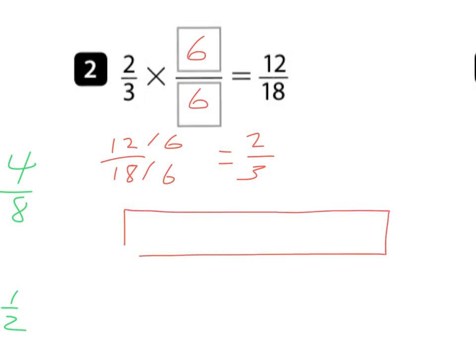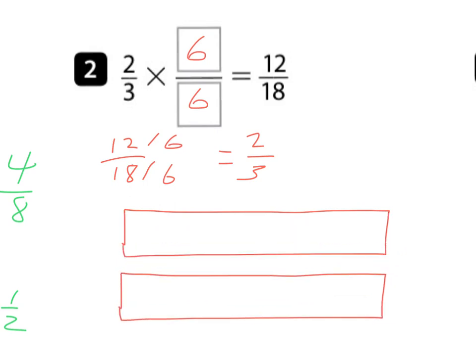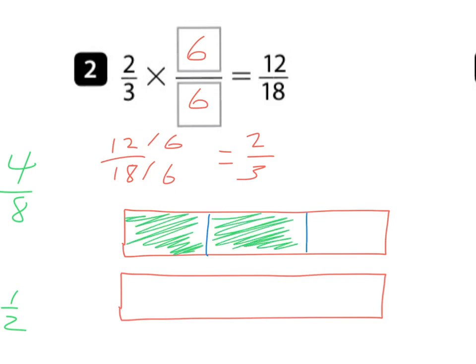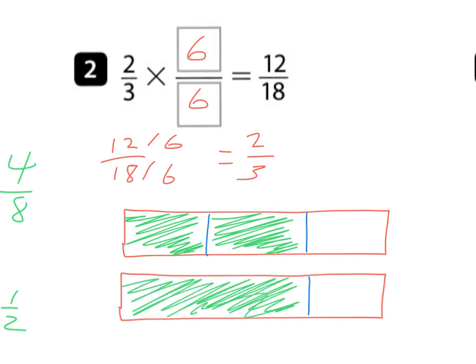Alright, let's go ahead and do our bar model. Remember, your bar models have to be exactly the same size if you're going to compare these. Let's go ahead and split this first one up into thirds. It's about even, and we know that 2/3 of these are going to be shaded in. So I know that this one right here is going to be shaded in.